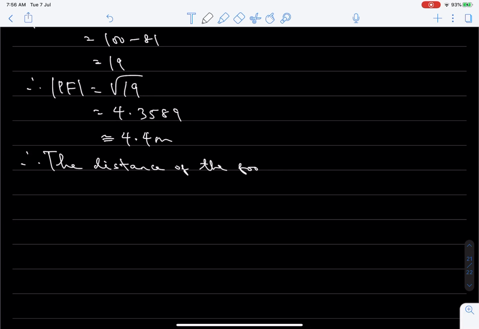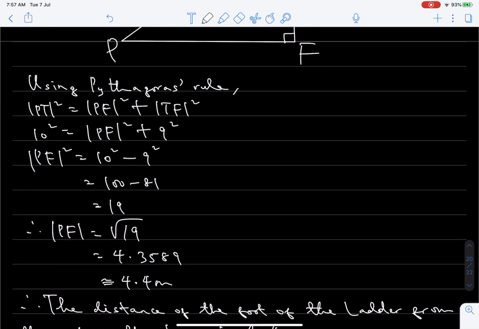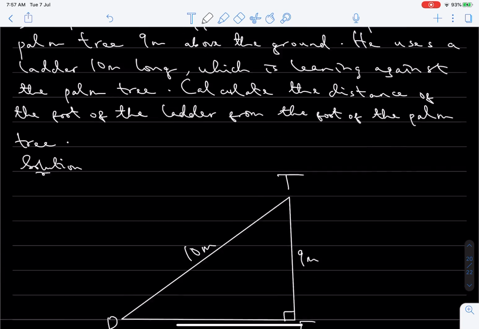Therefore, the distance of the foot of the ladder from the foot of the palm tree is 4.4 meters. And that's it, very simply. I hope you got that.